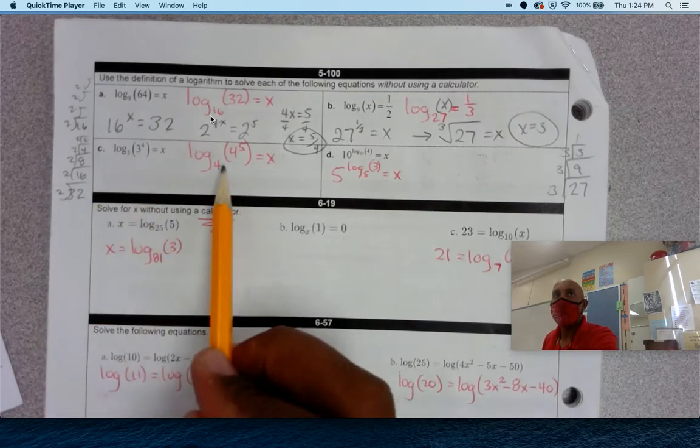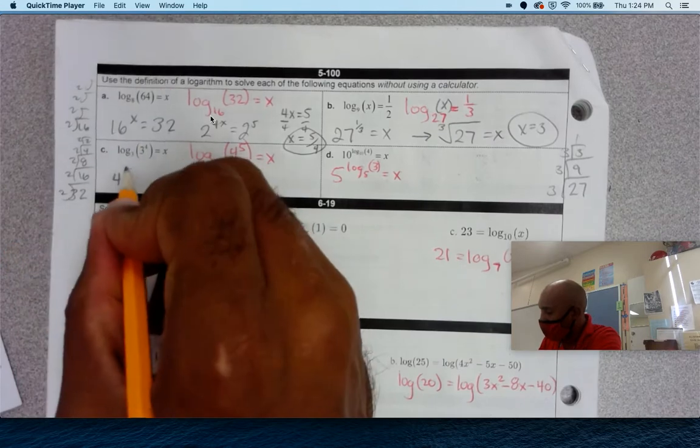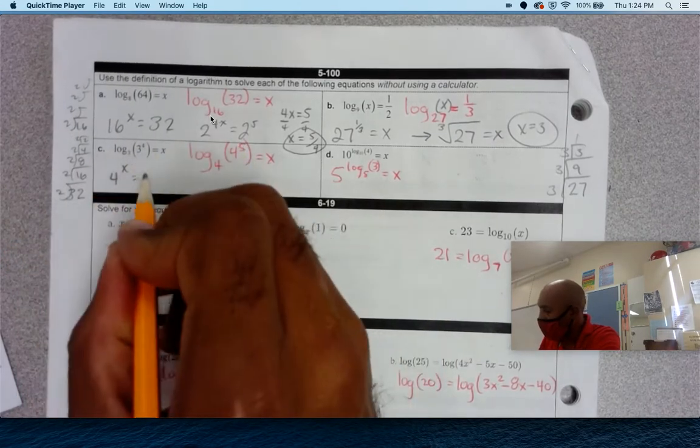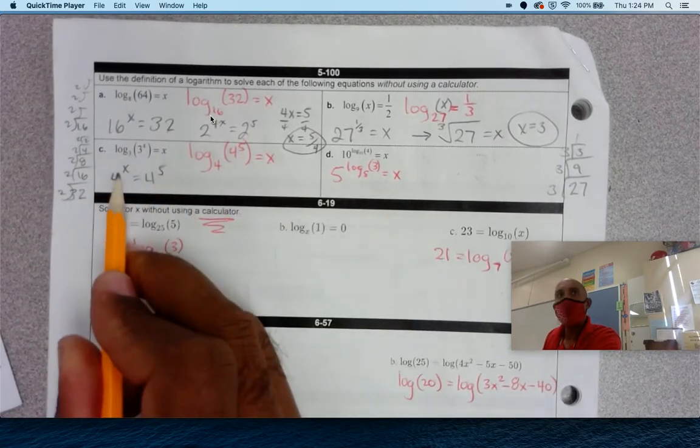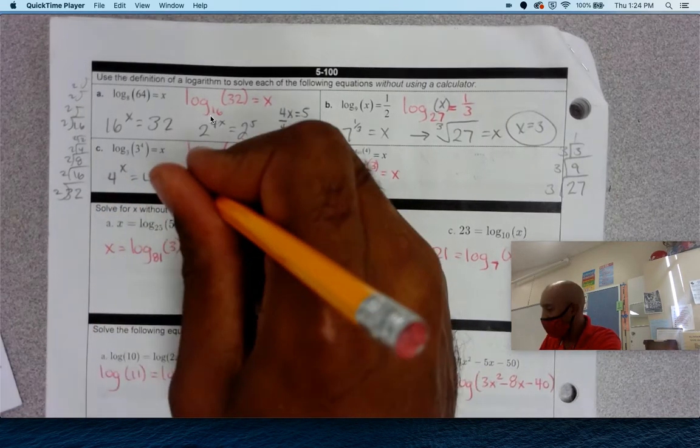All right, so now here, same thing. So base 4, exponent x, and then the a is 4 to the 5th. Notice they're already the same base, so I don't have to do anything. So that means that x equals 5.